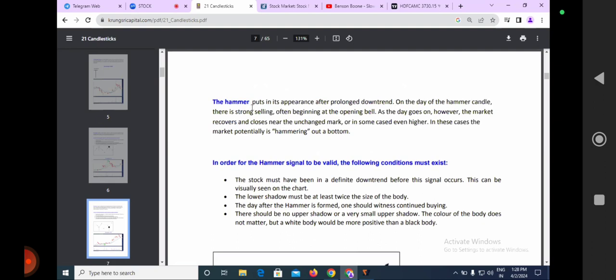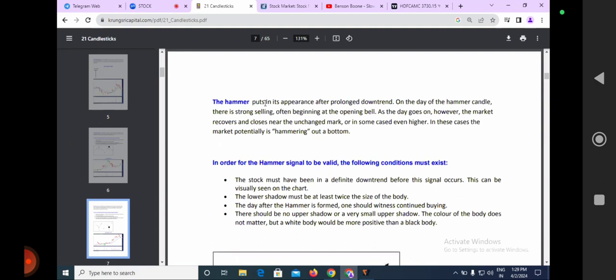What does the hammer represent here? As I told you, the hammer appears after a prolonged downtrend. On the day of the hammer candle, there is strong selling, often beginning at the opening bell. As the day goes on, however, the market recovers and closes near the unchanged mark, or in some cases even higher. In this case, the market is potentially hammering out a bottom.